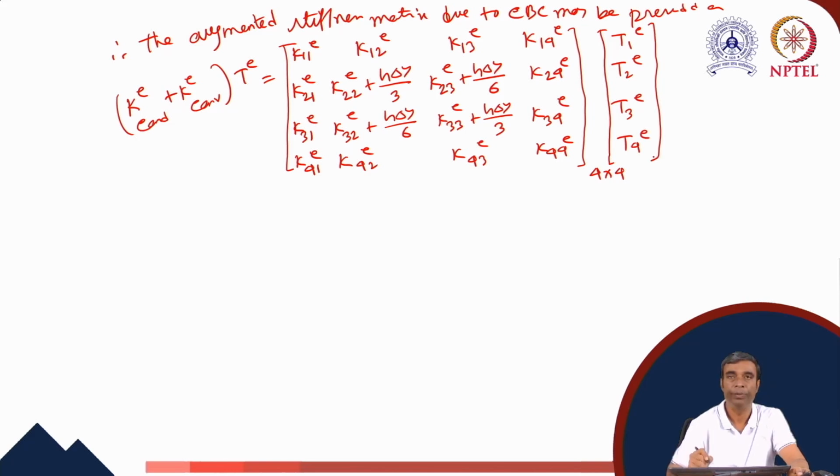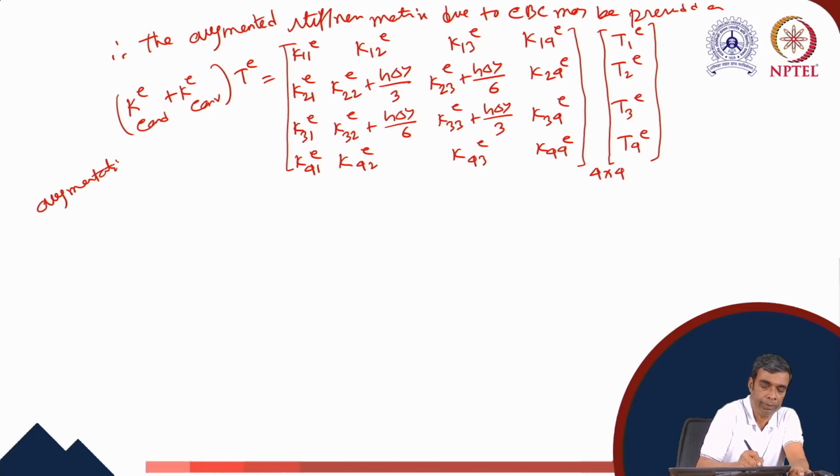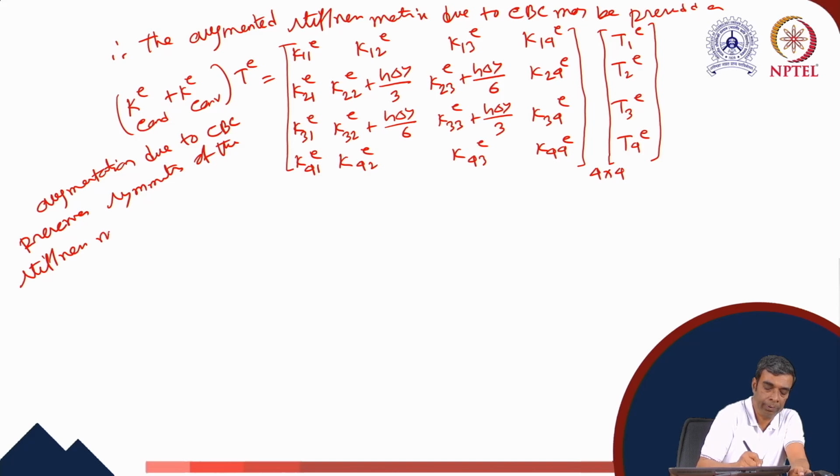So this is the augmented matrix of 4 by 4 size, and the unknown vector is T1E, T2E, T3E and T4E. The convective boundary condition does not hamper the symmetry of the matrix due to the conduction term. So augmentation due to CBC preserves symmetry of the stiffness matrix due to conduction or diffusion.